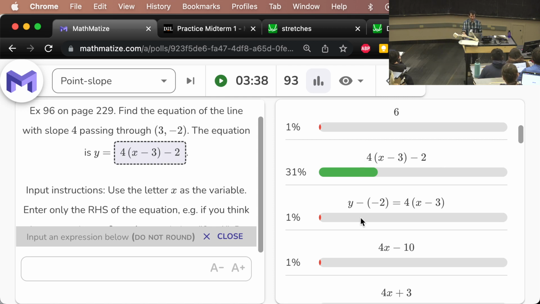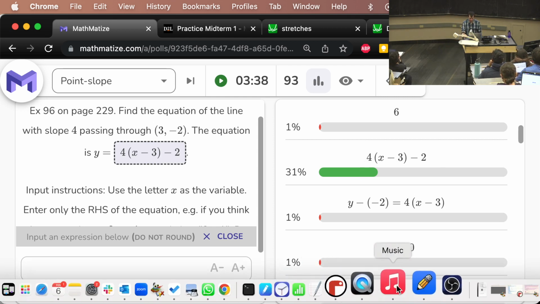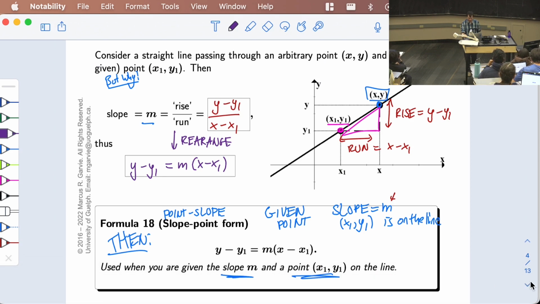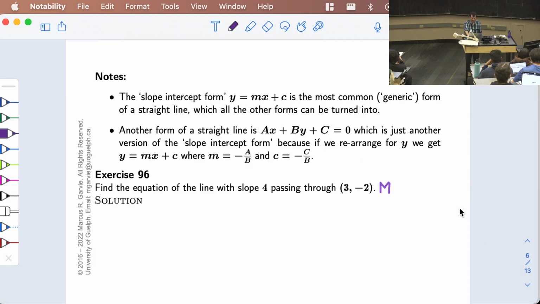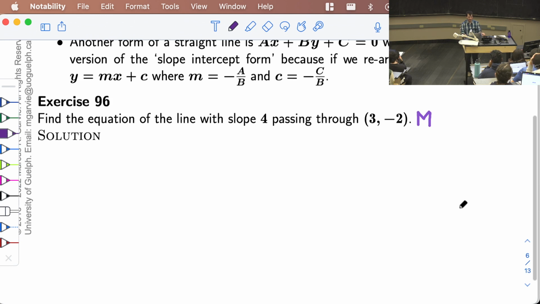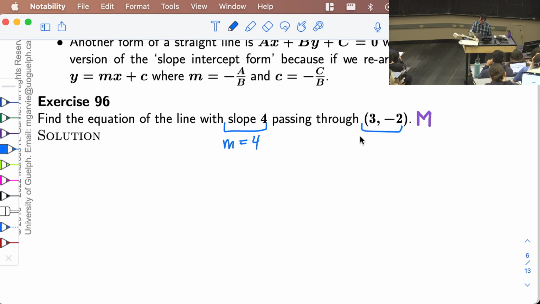Let's go over how you would get this. This is really using the formula we have. So we're in the notes on this page. Find the equation of the slope. This is kind of like a word problem. You have to identify slope 4, so m equals 4. And over here, 3, -2 is the point x1, y1. So x1 equals 3, and y1 equals minus 2.